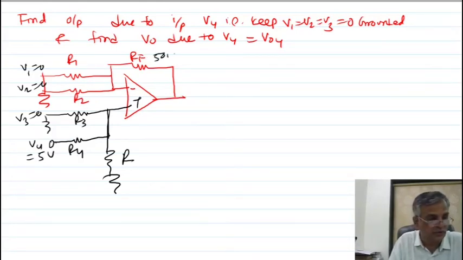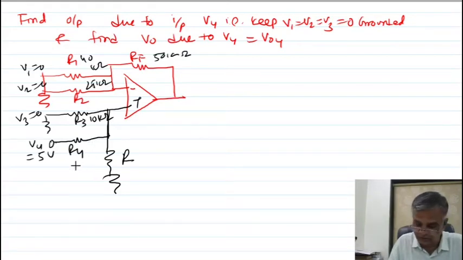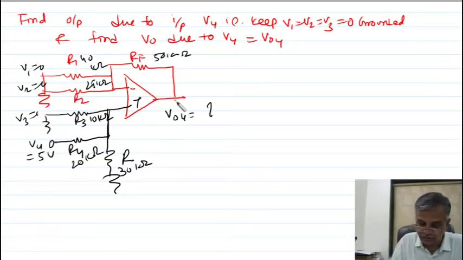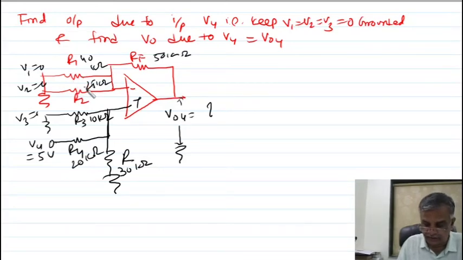Let me write the values here. This is your 50 kilo ohm, this is your 40 kilo ohm, this is your 25 kilo ohm, this R3 is 10 kilo ohm, R4 we have written 20 kilo ohm, and this is your 30 kilo ohm. Then we have to find VO4. This VO4 we have to find due to V4. Rest of the inputs are grounded. This is with respect to ground we want to find. Look here, these two are in parallel. These two we already calculated. Now these two are in parallel, 10 and 30 kilo ohm in parallel.